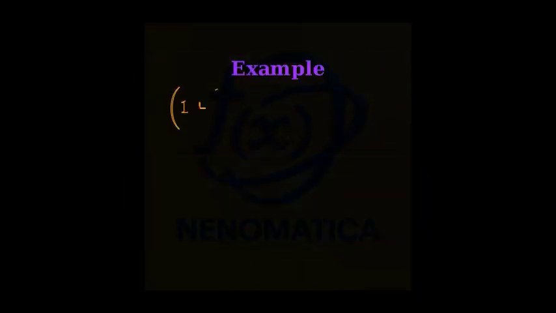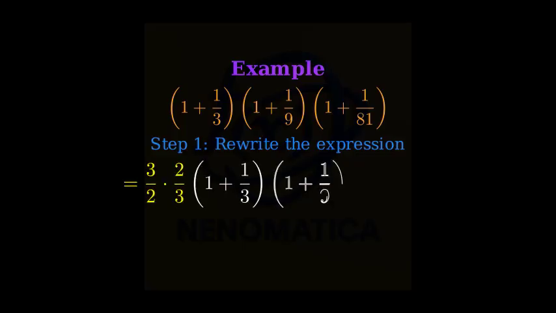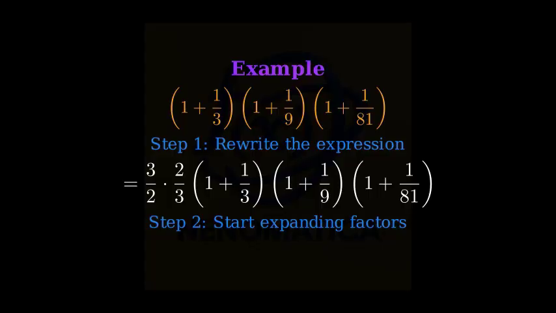Let's look at our example. We need to find the value of the expression by using the product of conjugate pairs. Let's solve this step by step based on the algorithm. The first step is to rewrite the expression. We have 3/2 times 2/3, multiplied by the 3 factors. In the second step, we simplify 3/2 times 2/3, which equals 1.